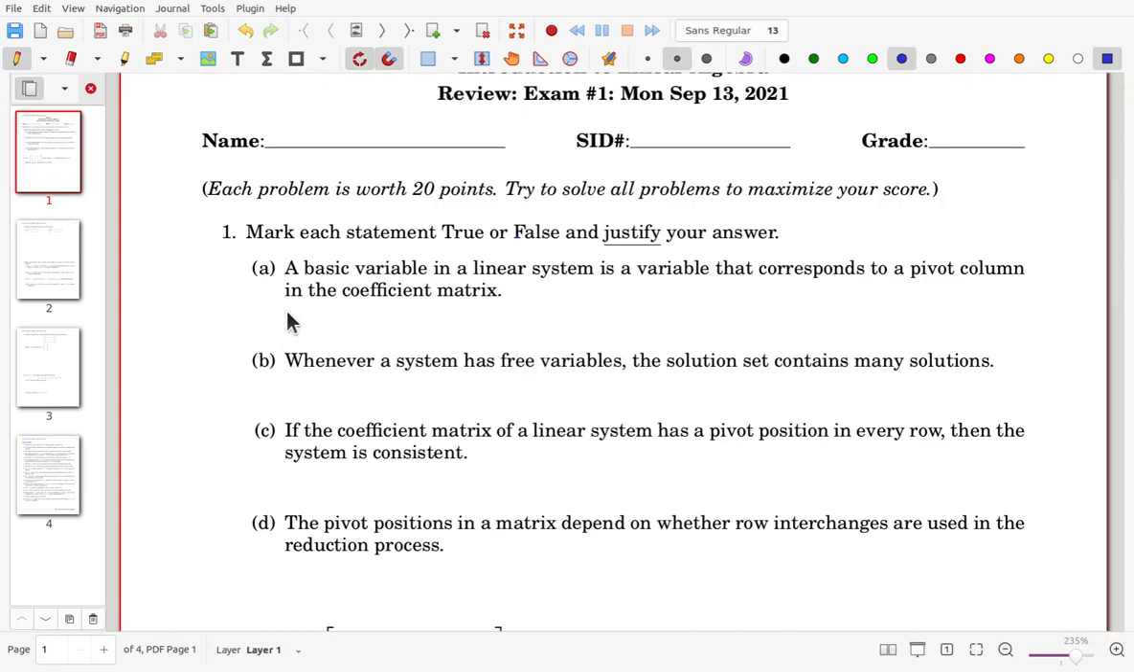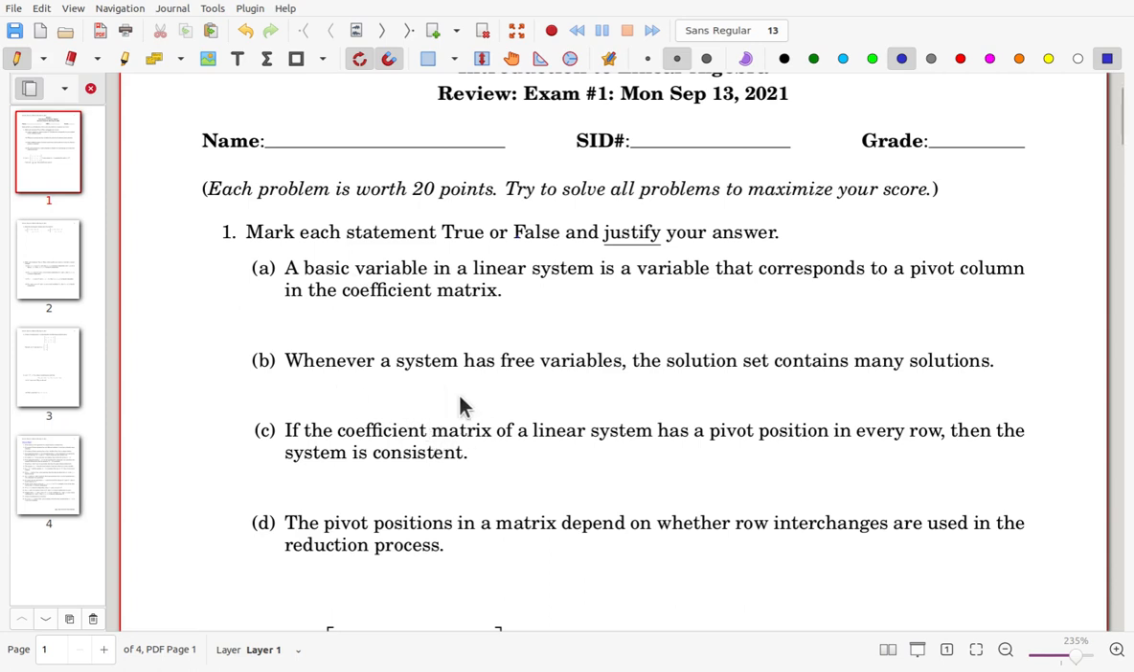A basic variable in a linear system is a variable that corresponds to a pivot column in the coefficients matrix. It is true. In fact, this is a definition for basic variables.